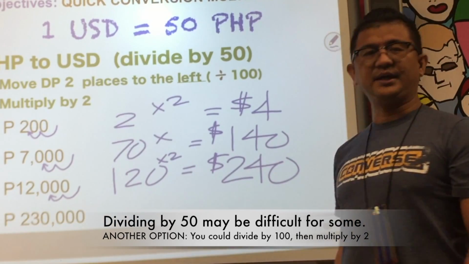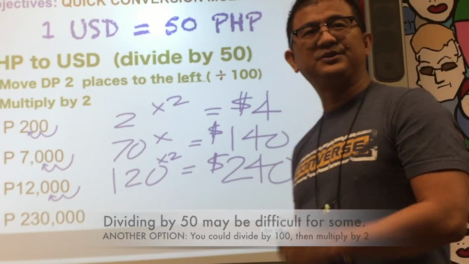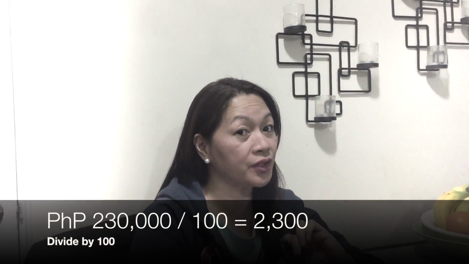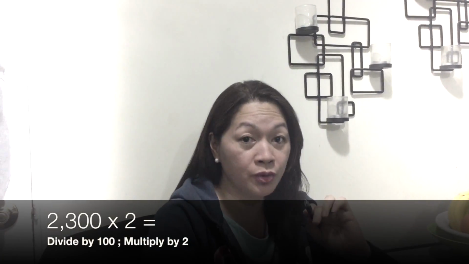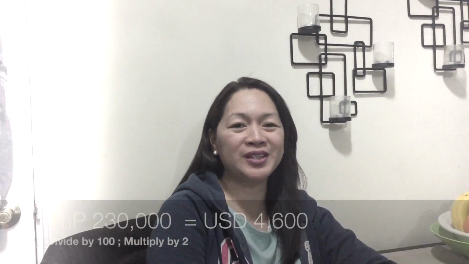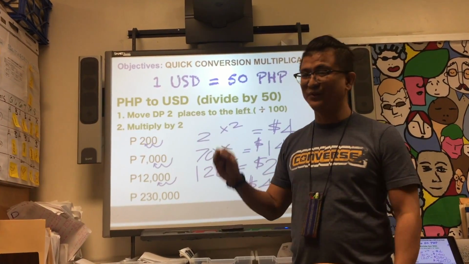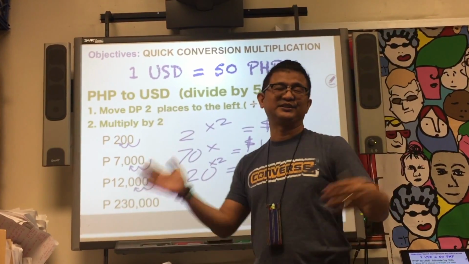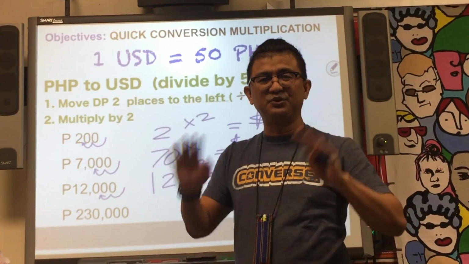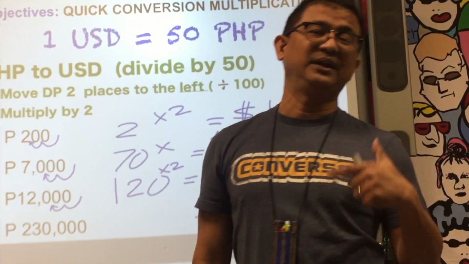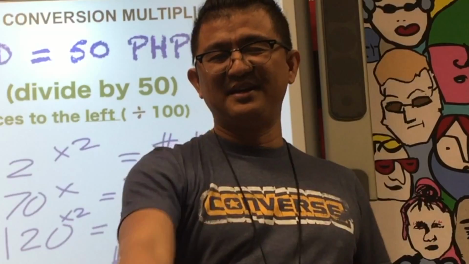Alright, last. Let's try this. Oh, laki. 230,000 pesos. I divide it by 100 or move the decimal places two times to the left. That gives me 2,300. And I multiplied it by 2. That gives me $4,600. You could do mental math. Therefore, whether you're in the Philippines or in the States, madali na lang mag-compute kahit walang cellphone, kahit walang calculator. Use your mind.